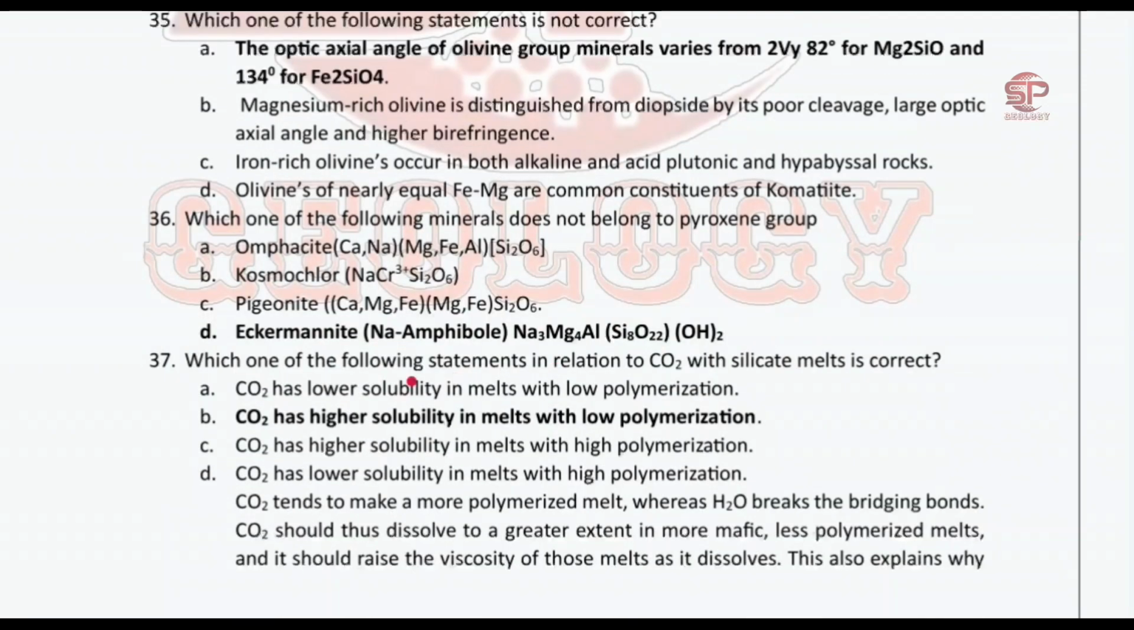Then which one of the following minerals does not belong to the pyroxene group? We take first augite, it is a pyroxene. Then kosmochlor is a chromium bearing pyroxene. Pigeonite obviously is a pyroxene. So these are clinopyroxenes. Then eckermannite is an amphibole, a sodium bearing amphibole. So the answer will be D.